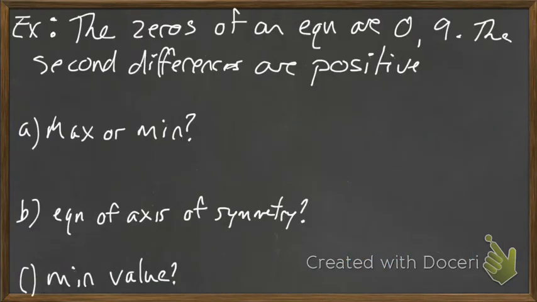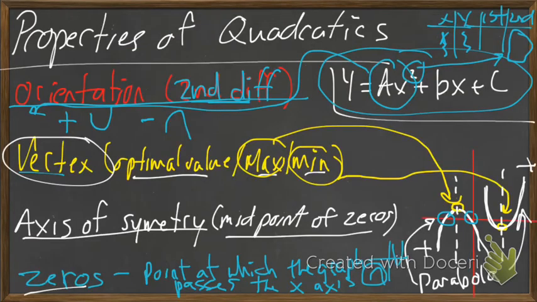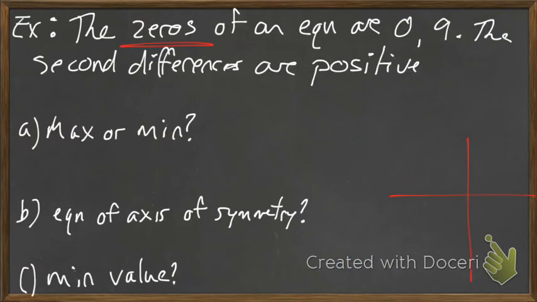To do a quick example, now examples are going to look different. Sometimes you'll have a graph, sometimes you won't. Let me draw a graph here, and we'll sketch it in as we go. So the zeros, we just said the zeros were the point at which the graph passes the x-axis, are 0 and 9. So both of these, keep in mind, are x values, okay? It's not a plotted coordinate, it's just x.